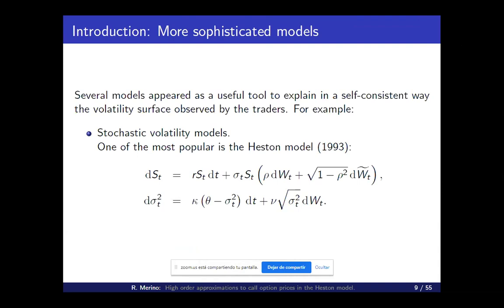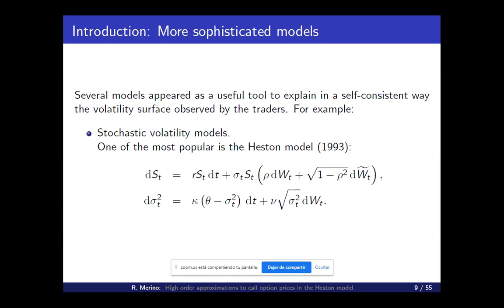And why is it very popular? Because even though it's a little bit more complex to price derivatives with it, we have semi-closed formulas to price call and put options. And there are several methods to try to do it a little bit faster. Today we're going to present a different method that maybe is not as well known as fast Fourier transforms or other types of methods, okay? So we're going to base the rest of the talk on this popular model.